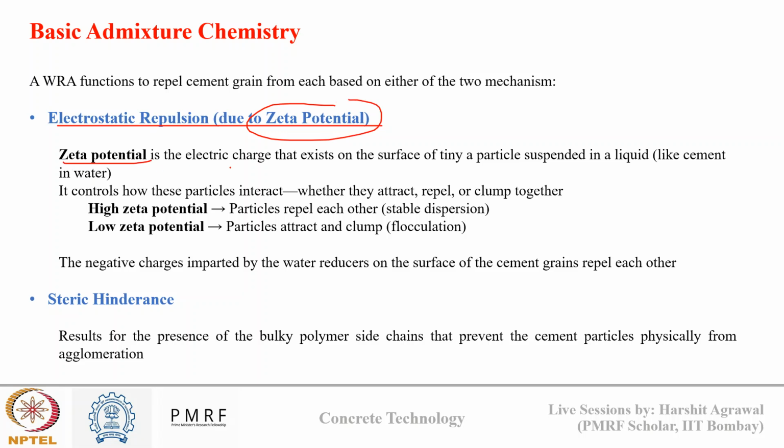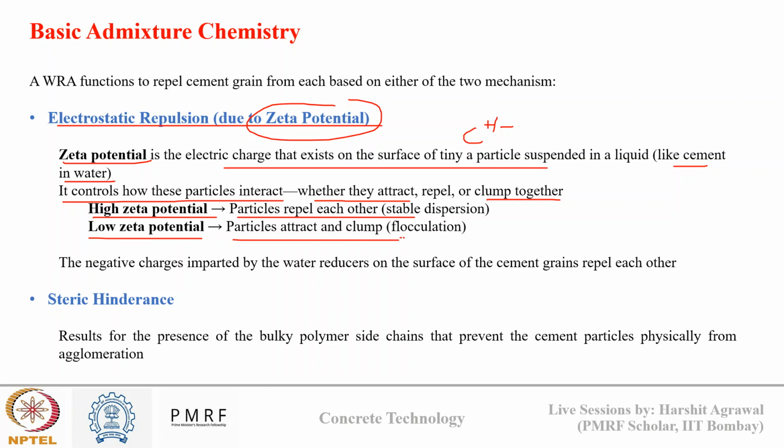Okay, so zeta potential is an electric charge that exists on a tiny particle suspended in liquid, like cement in water. So we saw cement carries a very small charge. It can be positive or negative depending upon the composition of that cement grain. It controls how these particles interact, whether they will repel, attract, or clump together. So if a cement grain has a very high zeta potential, they will repel each other because of repulsion between like charges. If they have a very low zeta potential, they will attract each other in a kind of floc. So we saw initially cement grain has a very small charge over it, so it has a very low zeta potential, due to which they were creating flocs.